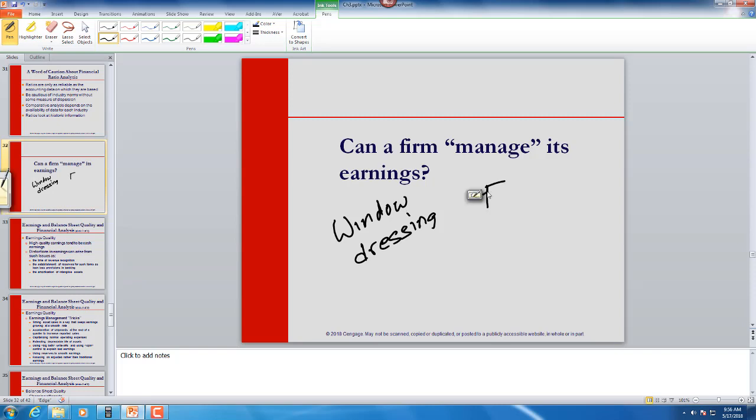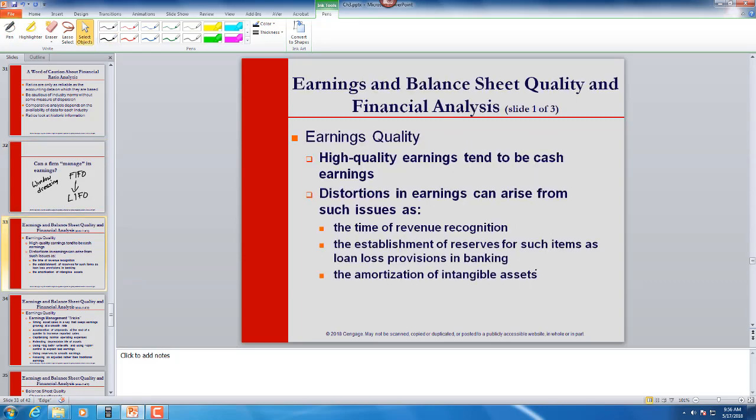So what I mean is, same thing, firms do that. For example, for those of you who know accounting, changing from first in, first out to last in, first out as an inventory system, you can change your profits. You can change the way your profits look. You can also change it by changing the method of depreciation for your company. So all these things, high quality earnings tend to be cash earnings.